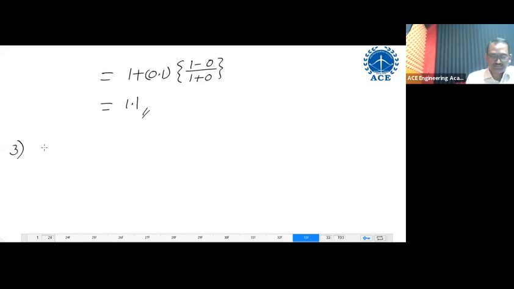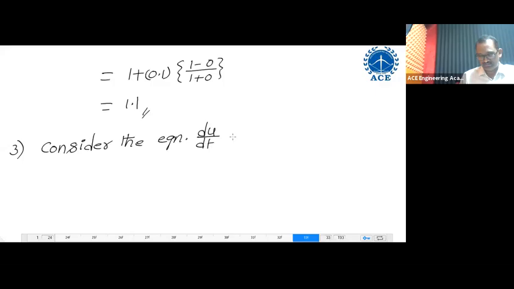Problem number 3. Consider the equation du by dt is equal to 3t square plus 4, with u is equal to 0.